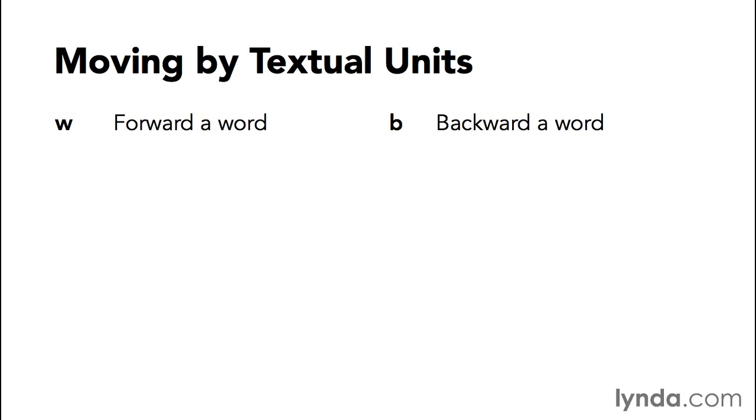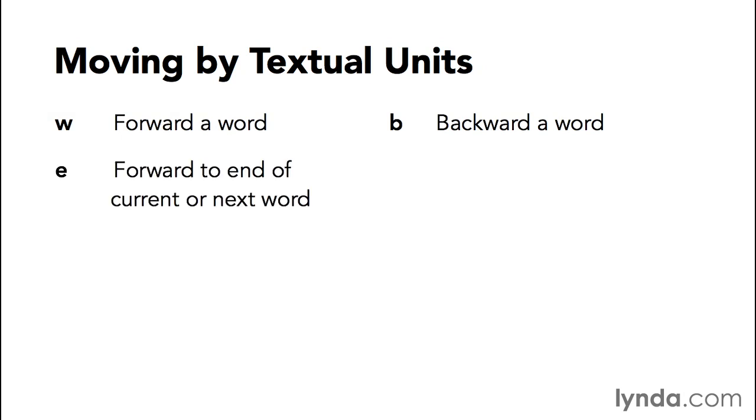You can also use E to move forward to the end of the current word, if you're in a word, or to the end of the next word if you're at the beginning of a word. So W will go to the beginning of the next word, whereas E will go to the end of the current word.